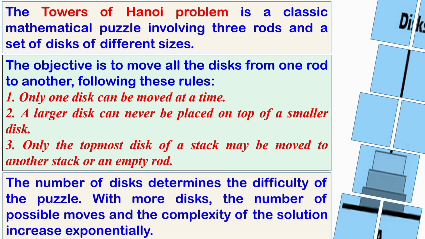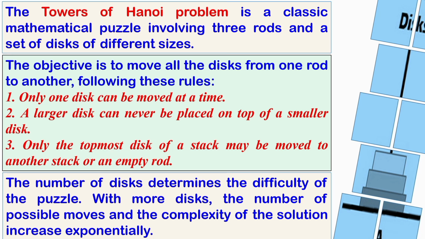The number of disks determines the difficulty of the puzzle. With more disks, the number of possible moves and the complexity of the solution increase exponentially. So in the Towers of Hanoi problem, we have three rods and a stack of disks. The goal is simple. Move all the disks from one rod to another following the rules that we have discussed already. To reiterate, let me tell you the rules once again.